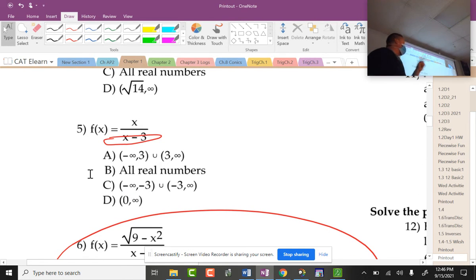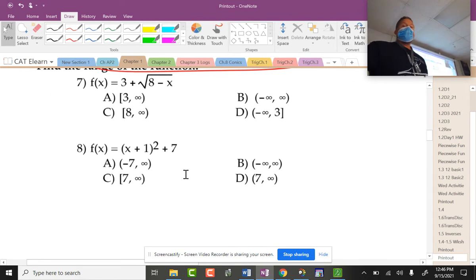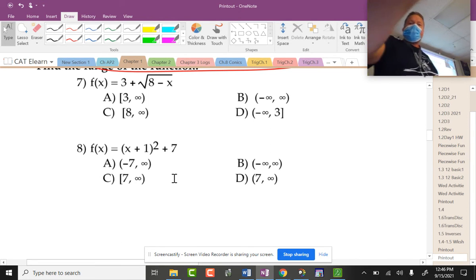I'd be infinitely sad if anyone touched their graphing calculator for number 5. All right? 6, yeah, that's a bugger. That one stinks. 7 and 8, heck no for range. You should know that.